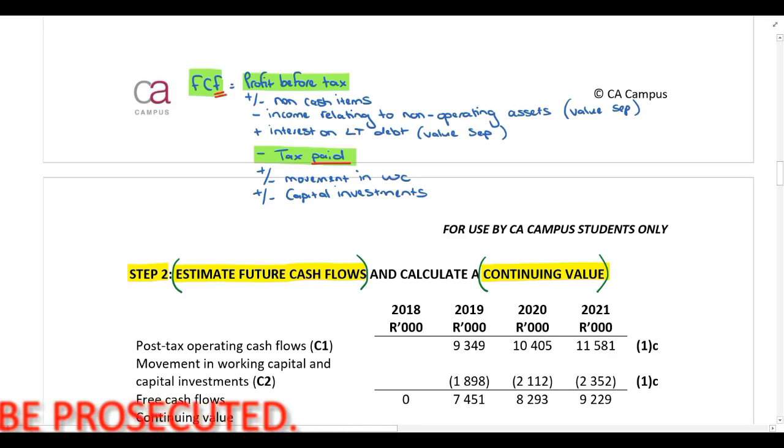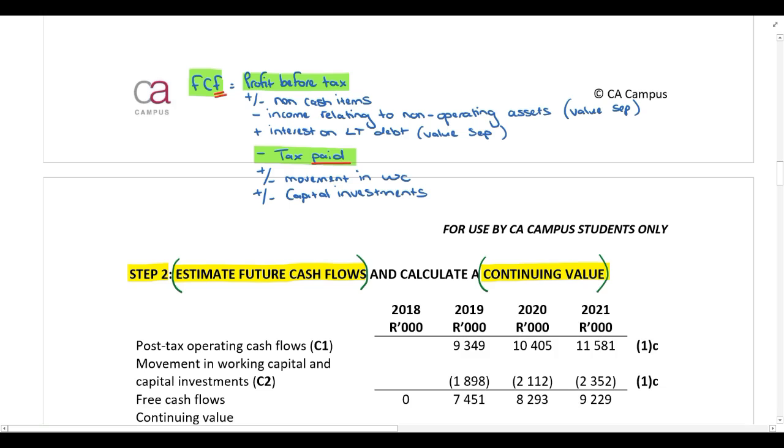So I start with profit before tax because then I'm ignoring the tax expense as per the statement of comprehensive income, and I deduct tax paid because then I'm deducting the tax cash flow. So your free cash flows must be after tax, but it's after tax paid, not after your tax expense.